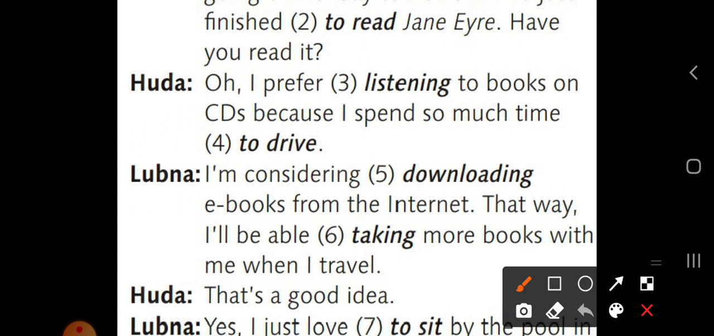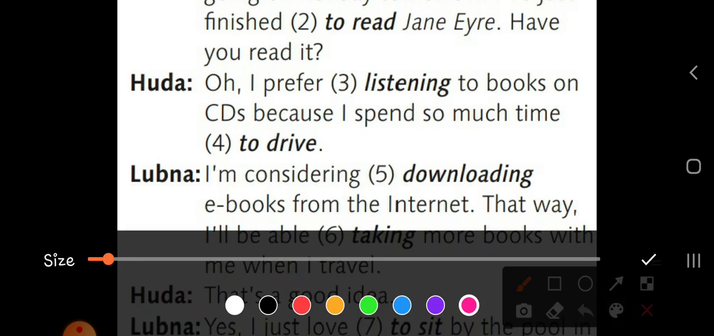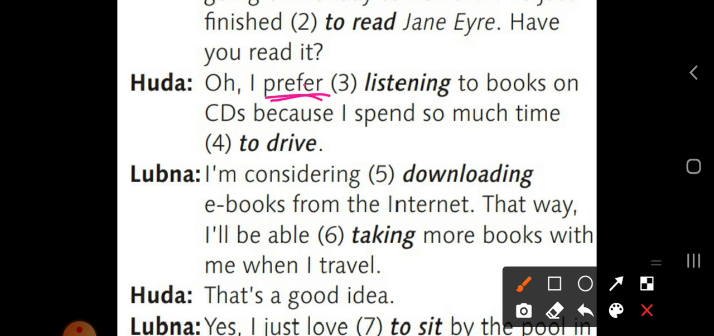Now, number 3. Oh, I prefer listening to books on CDs because I spend too much time to drive. Now the verb prefer, it's correct to use listening after it as a gerund, right? It takes a gerund after it. I prefer listening, so it's correct. There's no need to change it. Number 4, I spend too much time to drive. No, spend is a verb that is followed by verb ing, which is a gerund. So to drive is wrong, and you have to write driving.